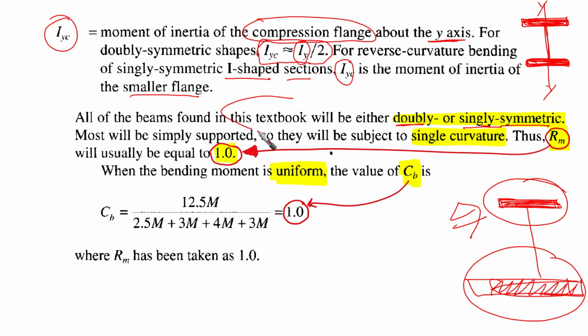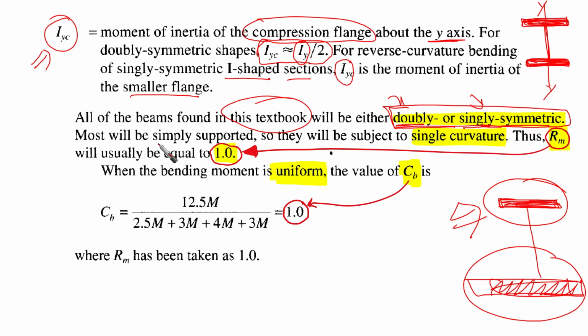Actually, in our textbook we're going to use doubly or singly symmetric sections, but this is not the case if you are going to design and work like an engineer and find different types of cross sections. So you need to take care that you may need to calculate CB in the right way.